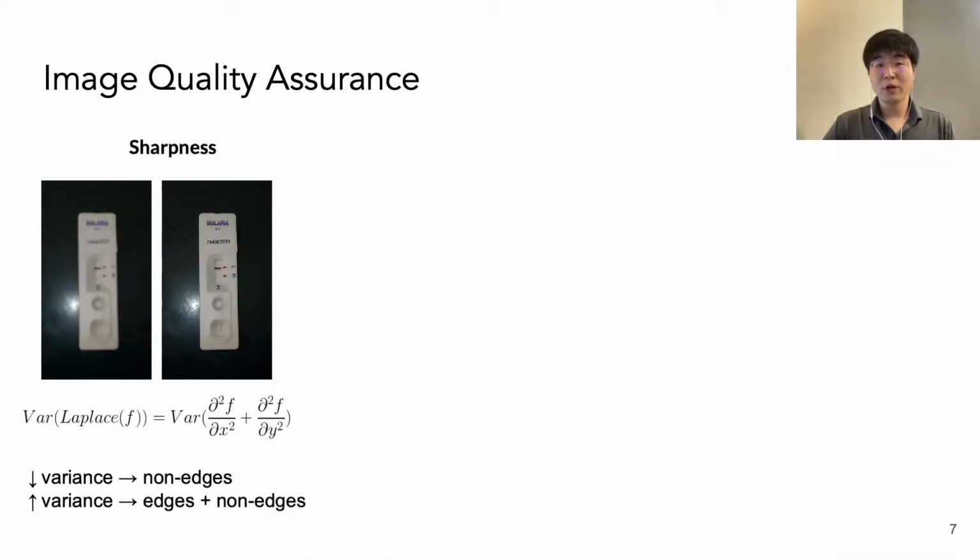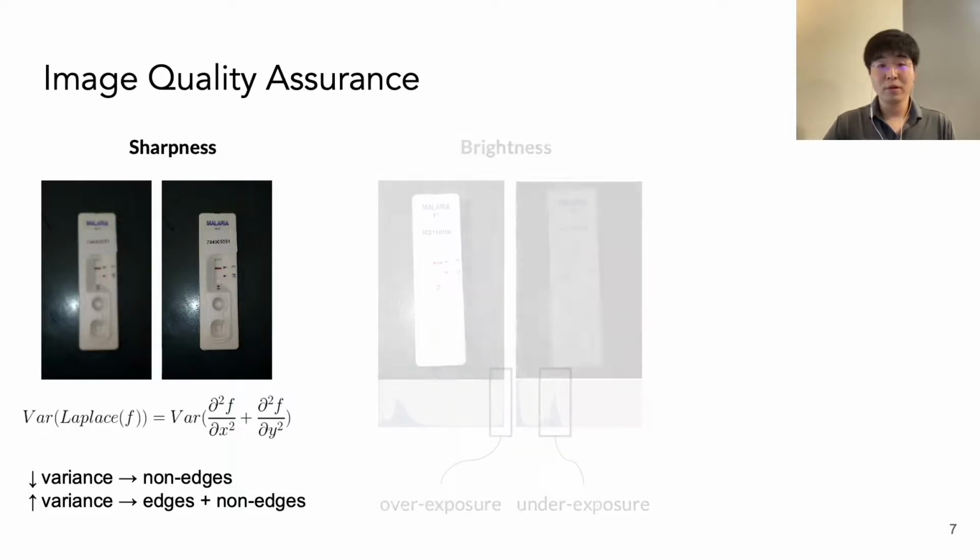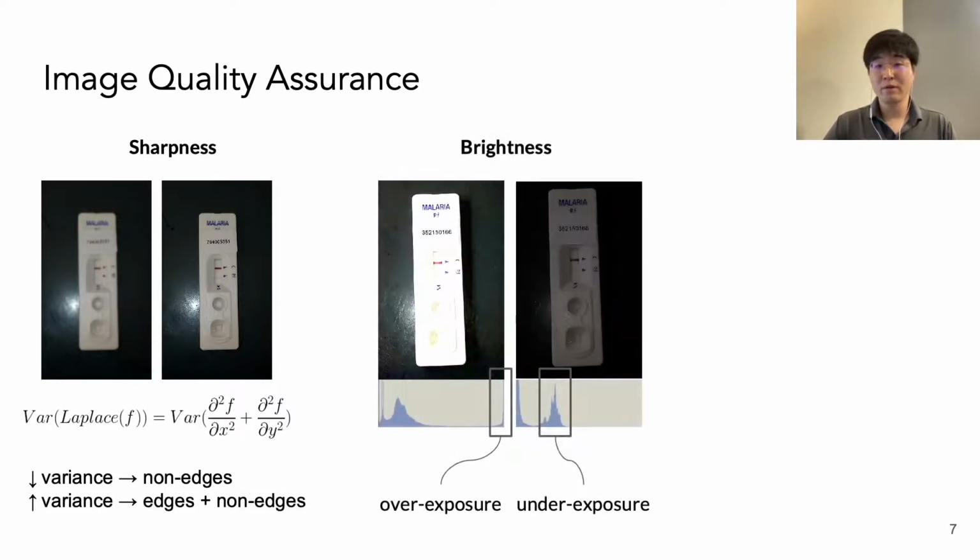We compute the sharpness of the RDT image using Laplacian operators. If the variance is low, there only exist non-edges, which means it's blurred. If the variance is high, it includes both edges and non-edges, which means the image is sharp. For brightness, we compute the histogram of an incoming frame. We check for clipping at the highest values for overexposure. If the peak is located at the low brightness values, the image is underexposed.